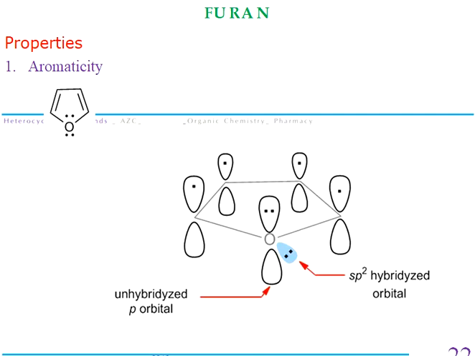Furan has two double bonds and one lone pair in conjugation, which makes it aromatic. So the first property of furan is it is aromatic.